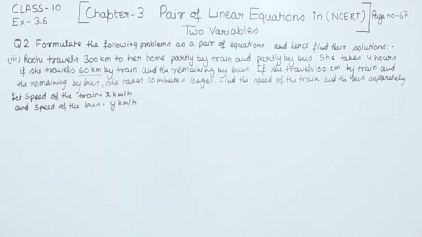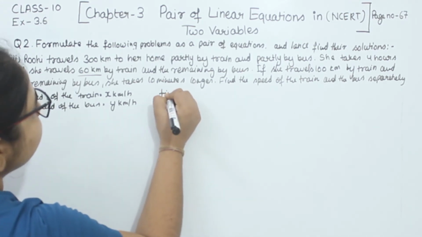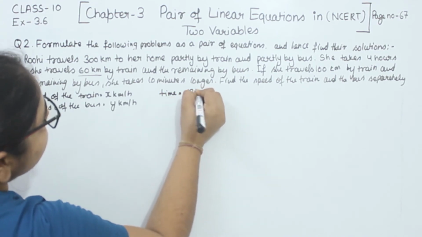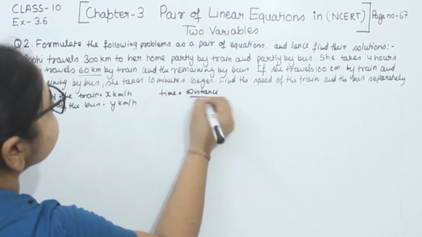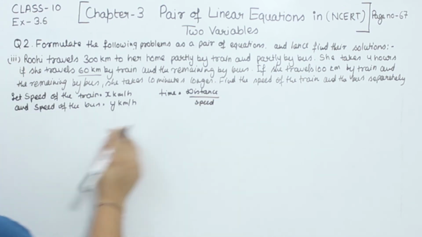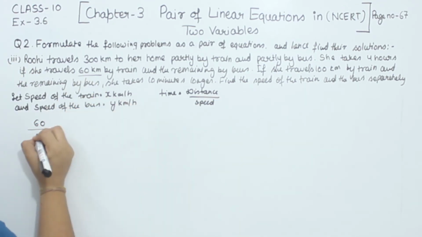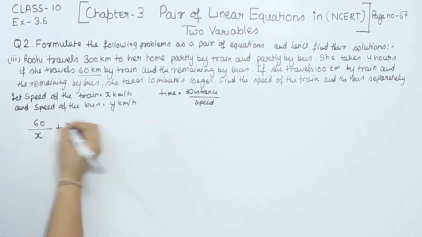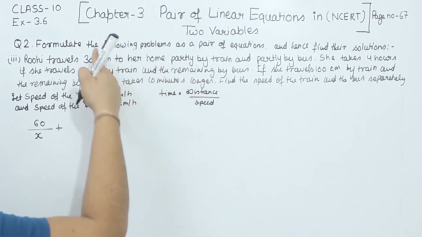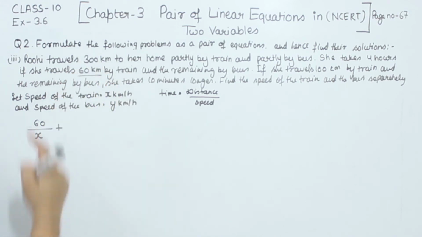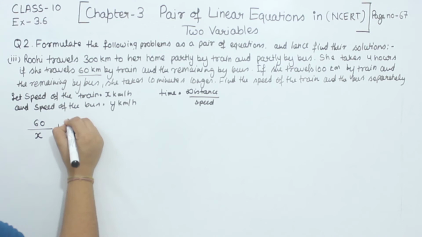So first of all, we are going to find the time. So we know that time we are having as equal to the distance upon speed. Distance we are having is 60 kilometer and the speed of the train we are having is x. Now the remaining by the bus. Total we are having 300 kilometers. She travels 60 kilometer by train. Then remaining we are having as equal to 240.